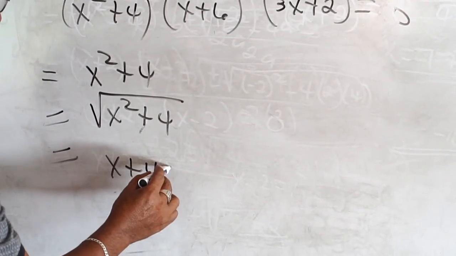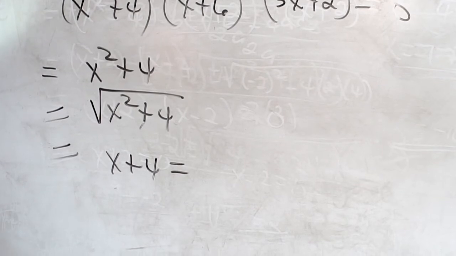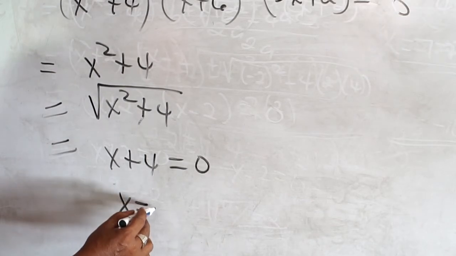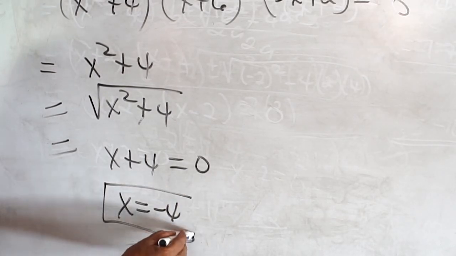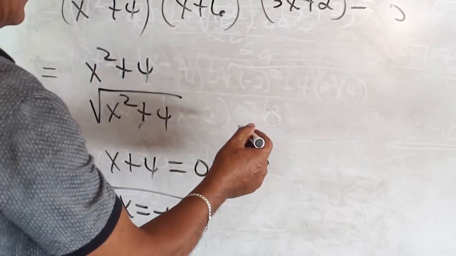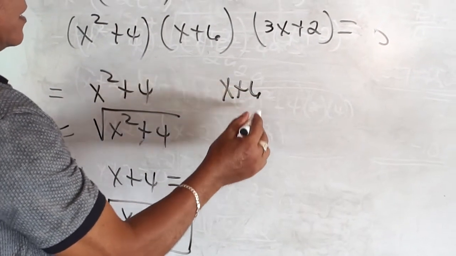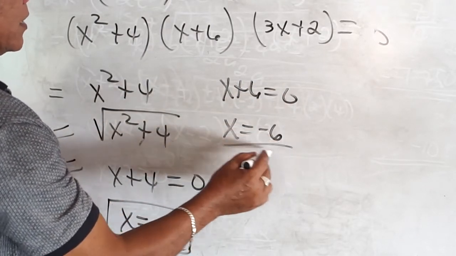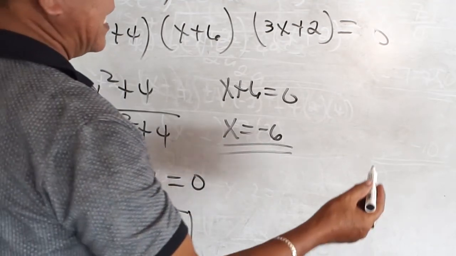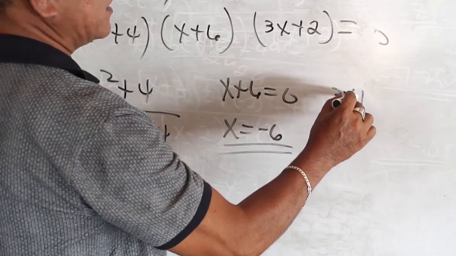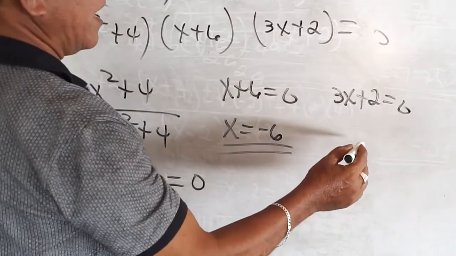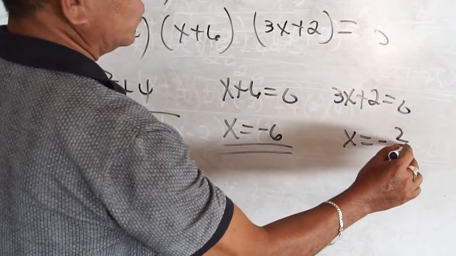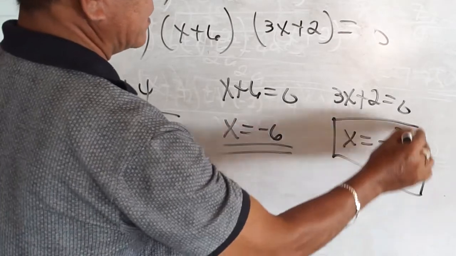Then equate the resulting factor to 0, that is x plus 4 equals 0, so x is equal to negative 4. So this is now the first element. Then the second element: x plus 6 equals 0, so x is equal to negative 6. This is now the second element. And the third element: 3x plus 2 equals 0, so x is equal to negative 2/3. This is now the third element.